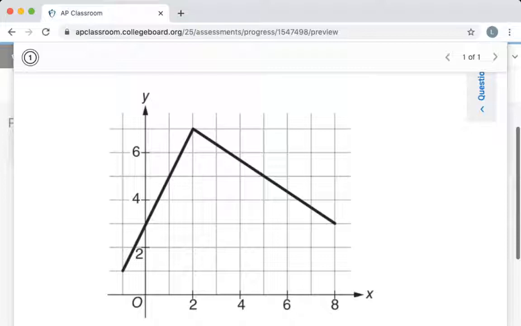So they give you a graph of f. They say let f be continuous. We can tell it's continuous just by looking at it. It's defined from -1 to 8, great.